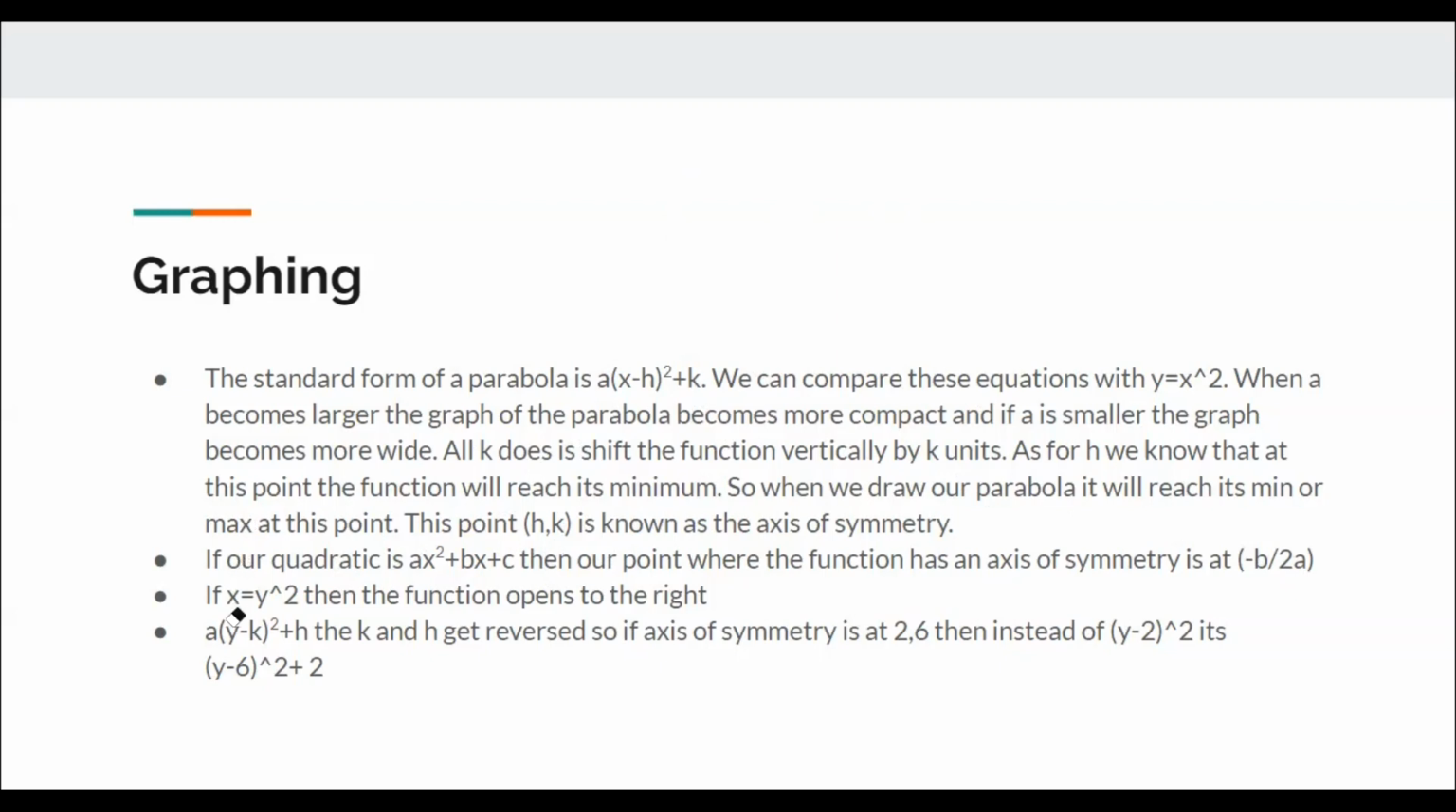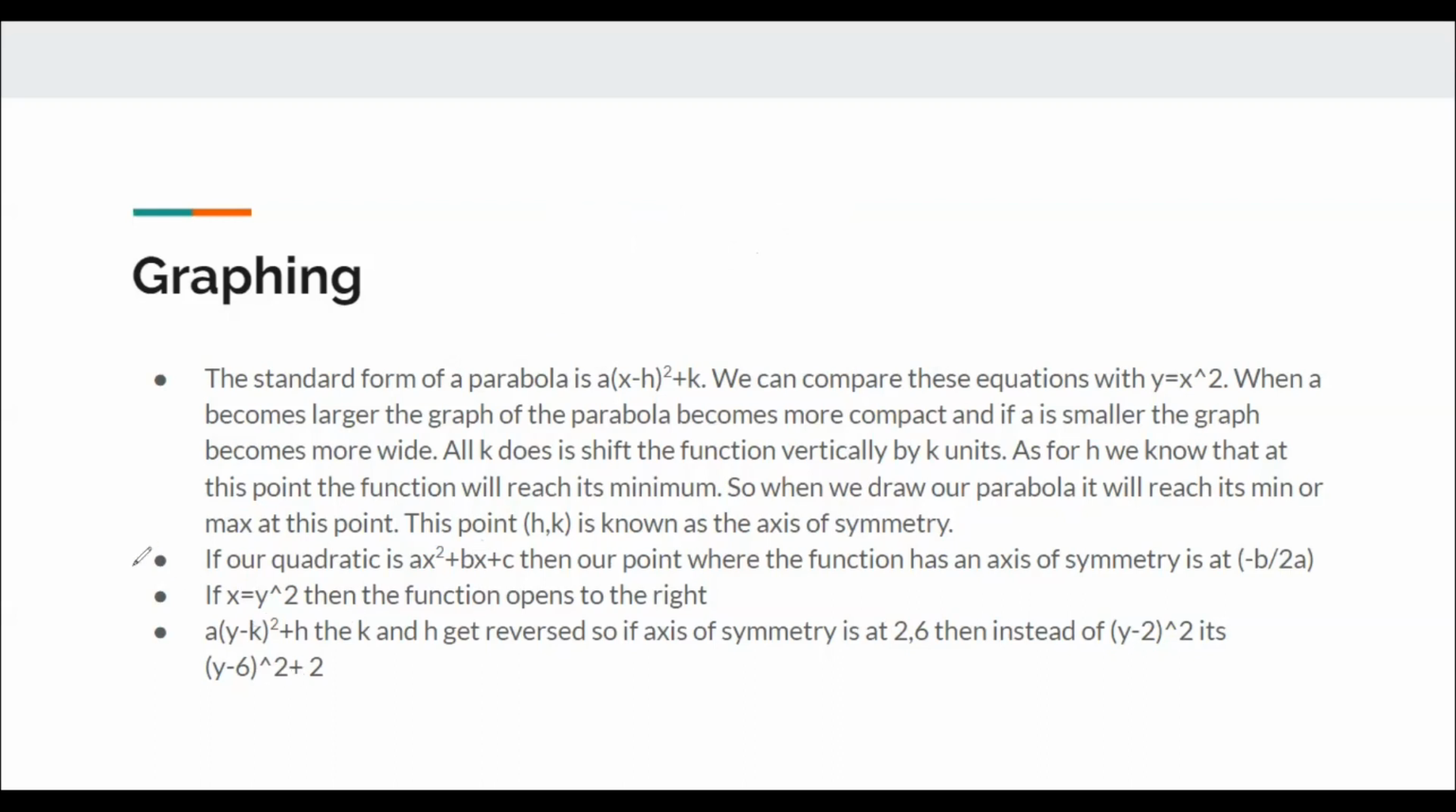If x is equal to y squared, then the function opens to the right instead. So if y was equal to x squared, it would be kind of like this. And if it was x is equal to y squared, it's going to open kind of like that. So that's the difference, but they both have the same general shape. It's just that one is rotated in a way.